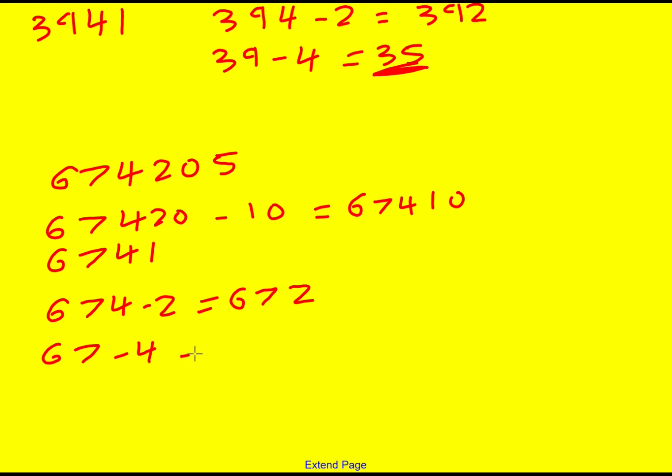67 minus 4 gives 63. And you might recognize that that is 7 times 9. If not, we just keep going. 6 minus 6 is 0, and that is divisible by 7. Leaves a remainder of 0, so the original number also is. Very neat.